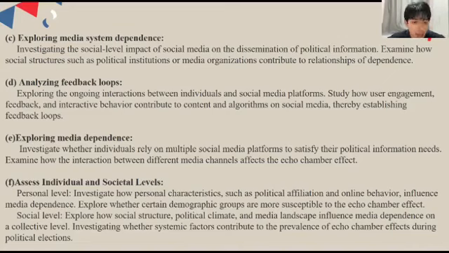information needs. Examine how the interaction between different media channels affects the echo chamber effect. Assess individual and societal levels.